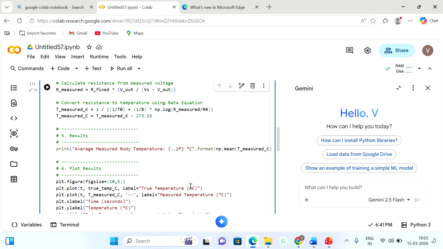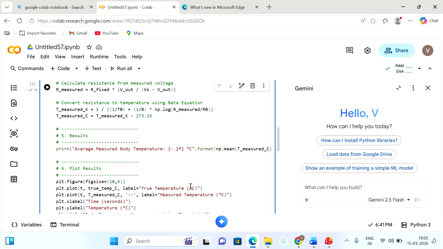Then that voltage will be converted into resistance. Then again the resistance is converted into temperature. Now compare original and measured values. So these mimic a real thermistor based body temperature measurement system used in biomedical instrumentation.